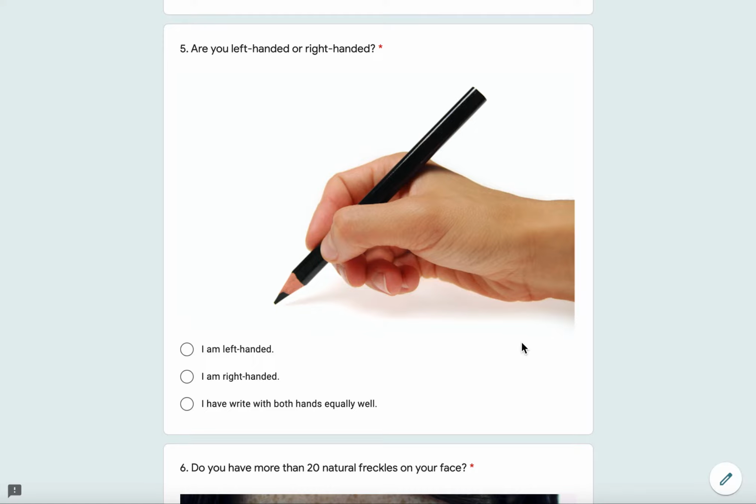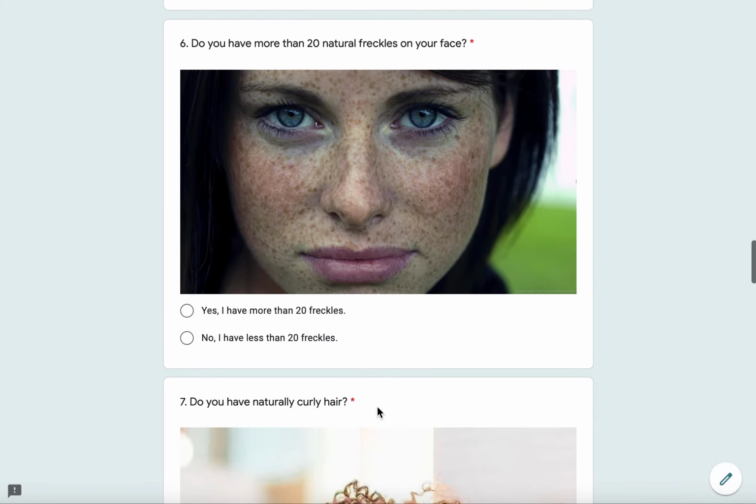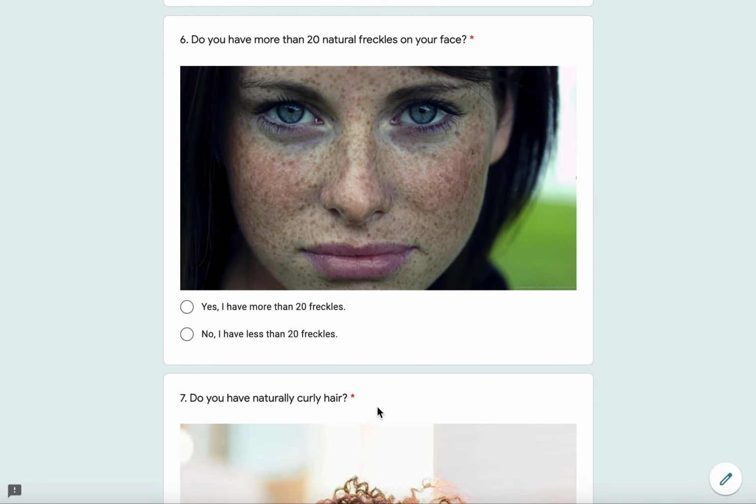Number 5, grab a pen or pencil. Do you prefer to write with your left hand or right hand? You can put I'm left-handed, I'm right-handed, or I can write with both hands equally well. Number 6, do you have more than 20 freckles on your face? Yes or no?